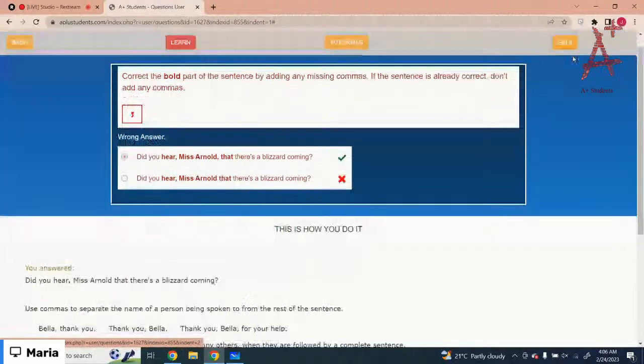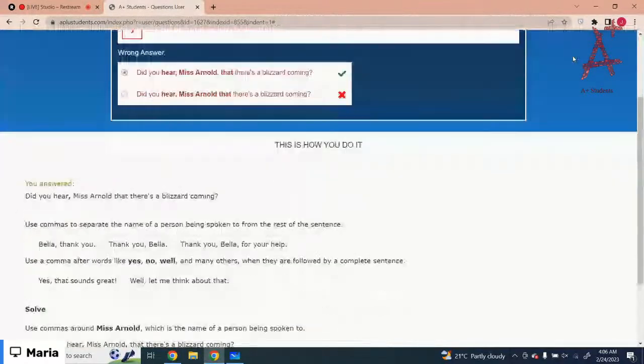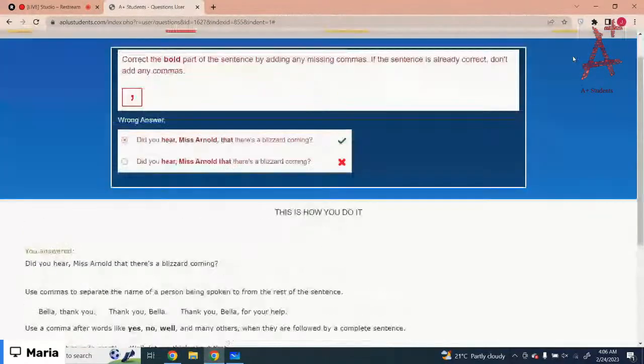Okay, use commas to separate the names of a person being spoken to from the rest of the sentence. So you have to add the name as well. So option number one is the correct option.